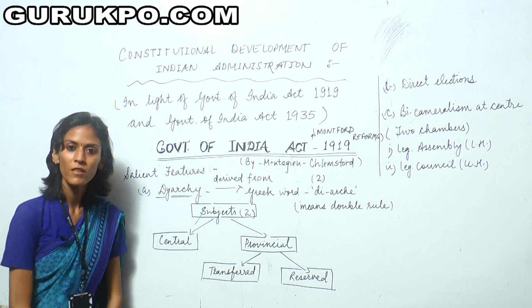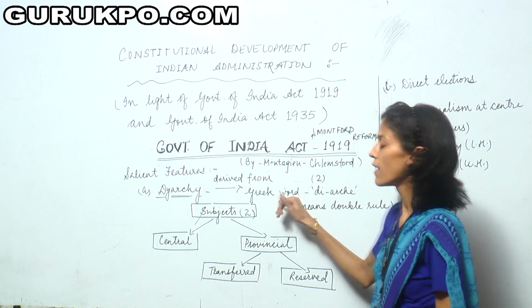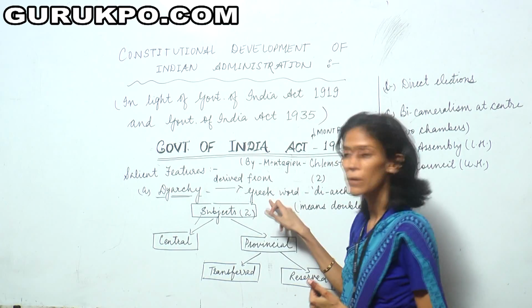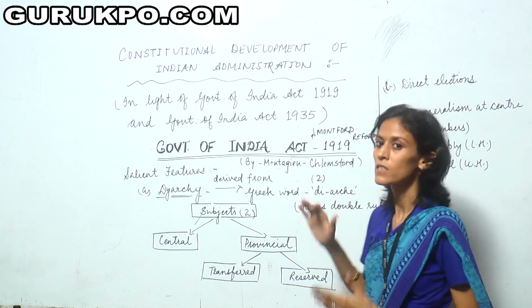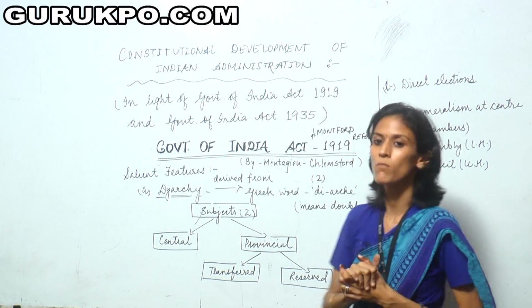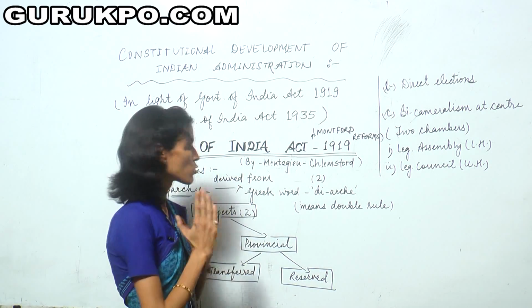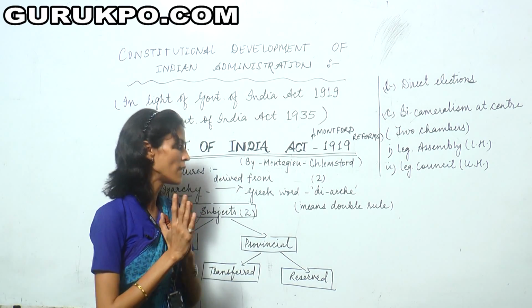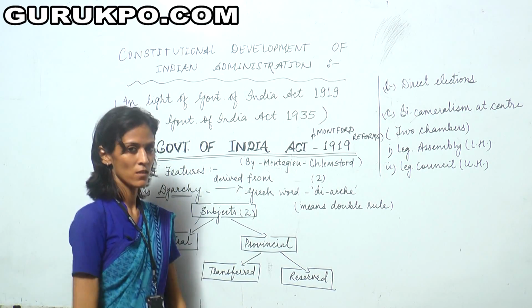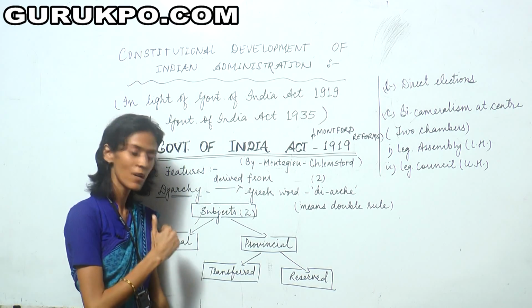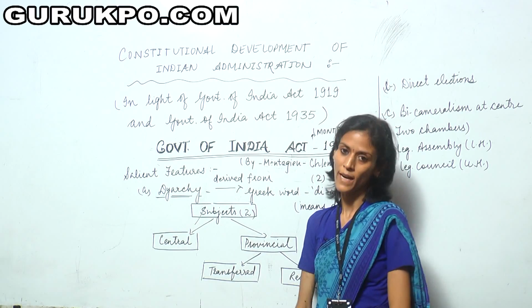Now, the basic feature of this act was diarchy. Diarchy is a word derived from Greek, which is di and archy. As we know, di means double. So diarchy is nothing but the double rule, the dual rule which was adopted by the Britishers. So what was the double rule? Let us understand. There were two subjects, the first one is central and the second one is provincial. The subjects were divided into two categories.